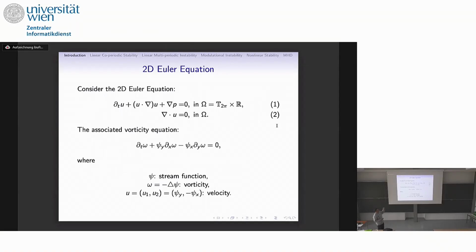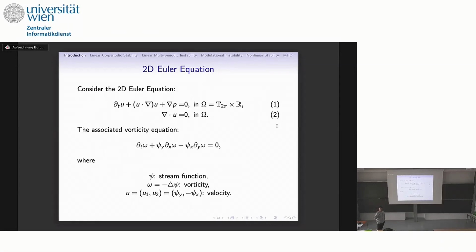So first, let's look at the problem. We want to look at the 2D Euler equation in an infinite cylinder. So the x direction is periodic. Let's put the period to be 2 pi. And the y direction is the whole axis from minus infinity to infinity. So we look at this Euler equation.